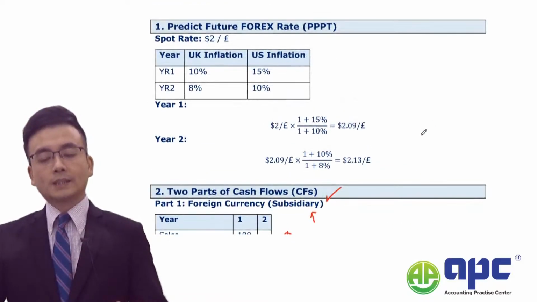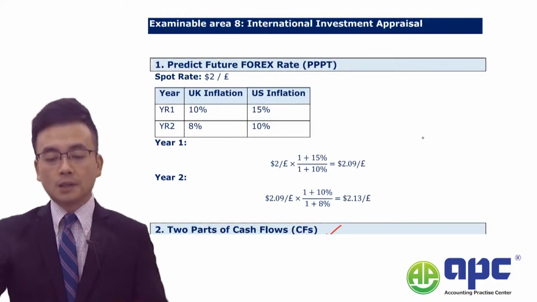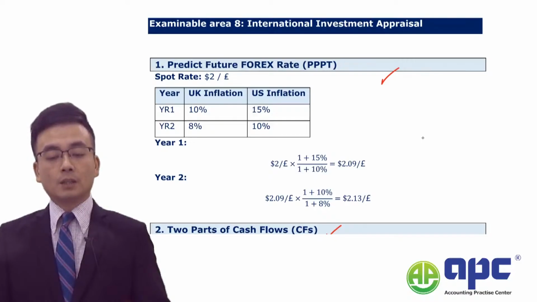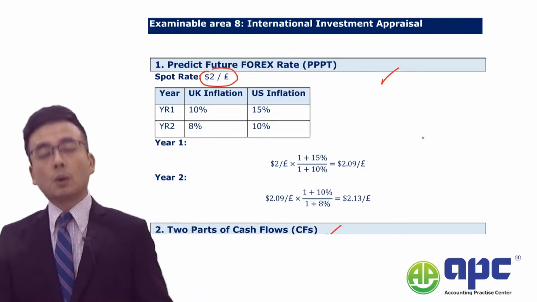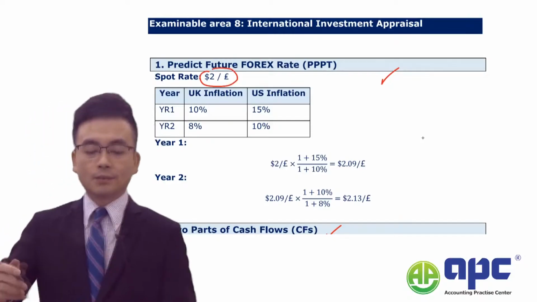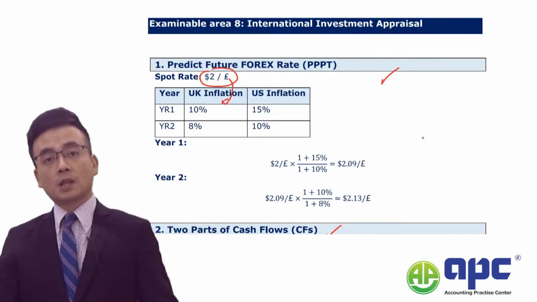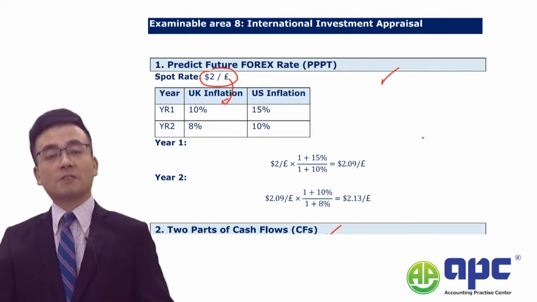However, the way that we predict the future exchange rate, we always use the purchasing power parity theory according to your formula sheet. So let's give you a very simple example. The current exchange rate, which means the current spot rate, is £1 equals $2. And the pound in year 1, for example, if we were to use the inflation from the UK, because that's what PPPT, or the purchasing power parity theory, is all about.